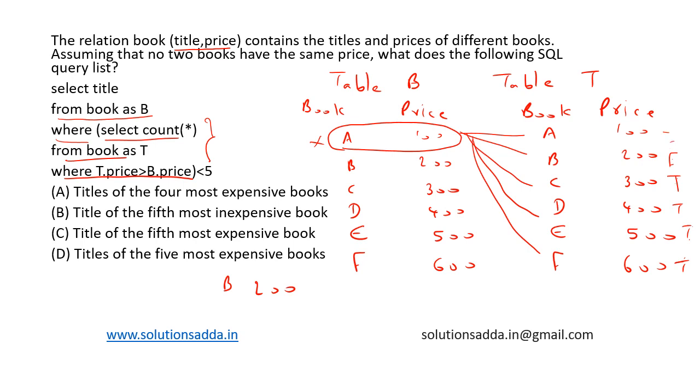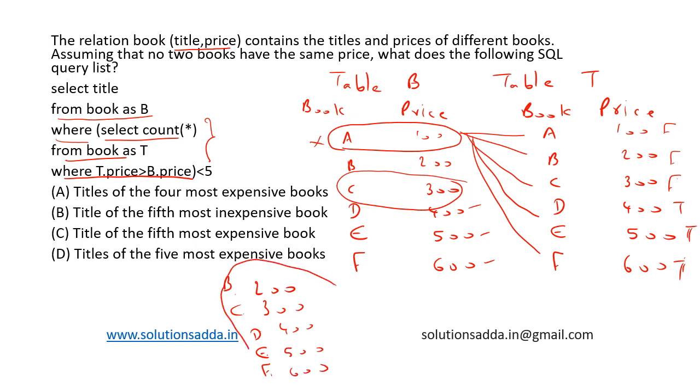Similarly, in the next iteration, it will be selecting 300 and comparing with all these values. Now 100 is greater than 300, false. 200 is greater than 300, false. 300 is greater than 300, false. 400, 500 and 600 are greater, so we will get C 300. Similarly for D, E and F, for all these cases we will get the values, that is D, E and F: 400, 500, 600. This will be the result that is finally returned.